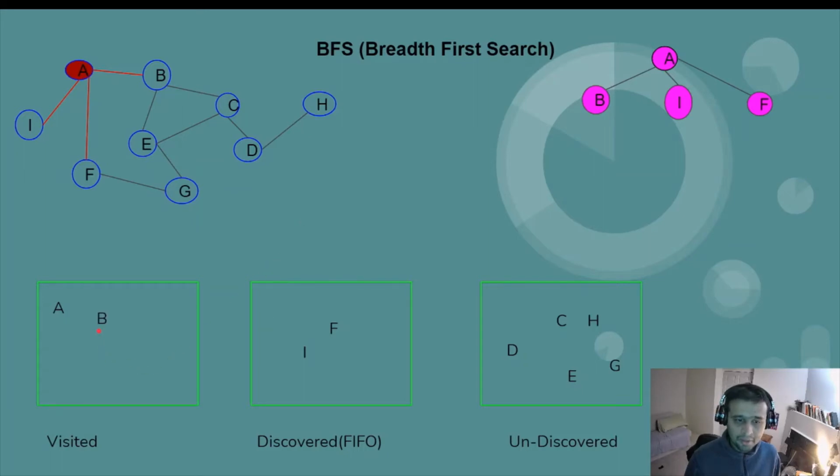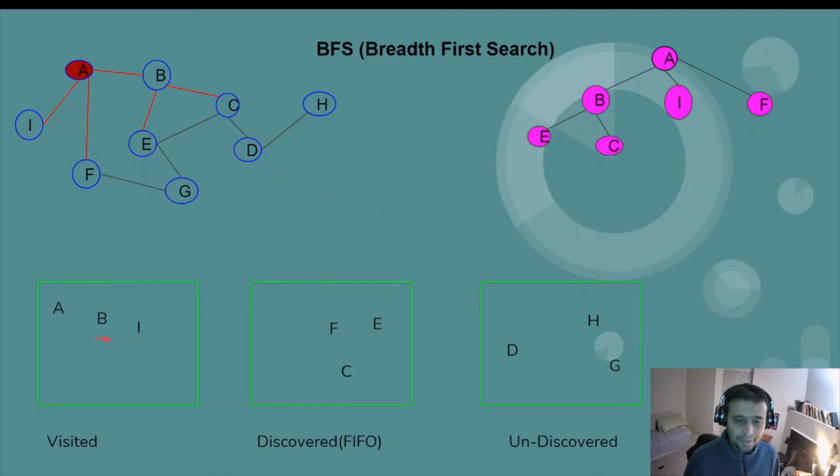So B came here. Now we will repeat the process. B has two neighbors, E and C. So E is discovered first, and then C is discovered, and now the rest remaining vertex was I.